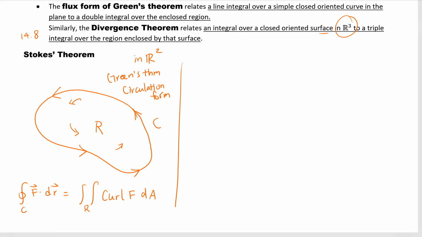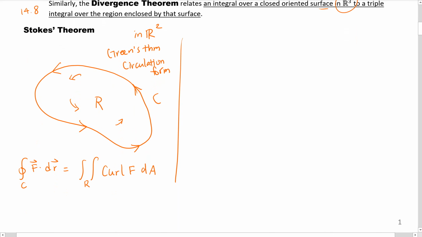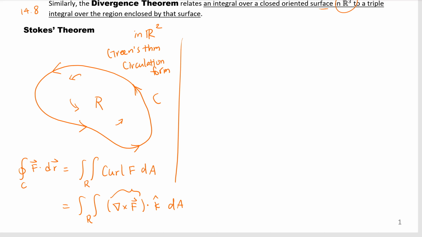dA, right? But actually curl of F is the same as looking at the del operator cross product with the vector field and dotted with the k vector. Remember, this is the 3D curl, and the k component is just the 2D curl. So far, so good, everybody? So this is a picture in R2.